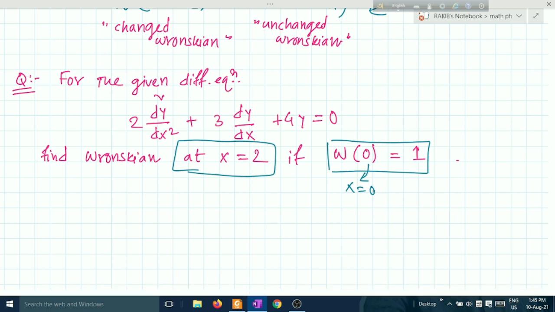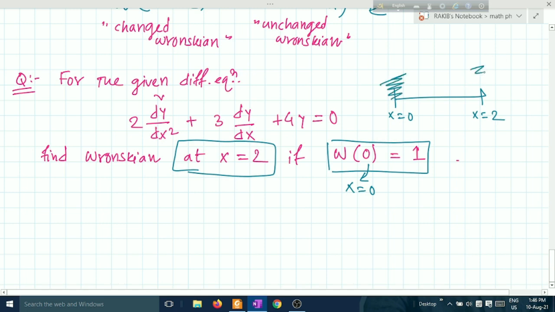Why is x equals 2 given? I have told you there is a shifting here. You can plot this: this is the x equals 0 point and this is the x equals 2 point. The initial Wronskian is in this position and the final Wronskian will be in this position. You can see the change. This is the changed Wronskian, and this is the unchanged or initial Wronskian.